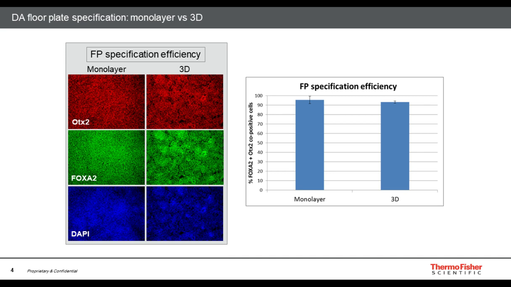Cells that you see here have been passaged and replated as monolayers, either after 21 days of differentiation in 2D on the left column, or 11 days of differentiation in 3D in the right column. Antibody staining reveals that in either case, greater than 90% of the cells co-express FOXA2 and OTX2. Thus, 3D specification reaches the same efficiency as 2D specification, but in much less time.